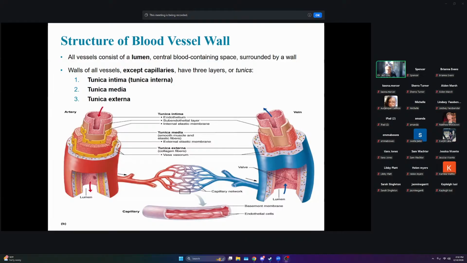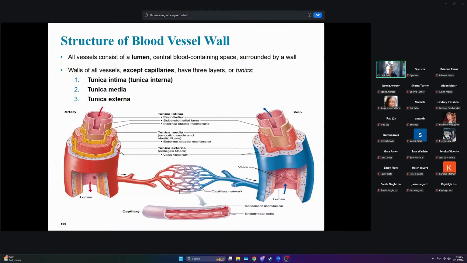Tunica, or tunic, meaning layer. We talked about this there, so I'm not going to go over this in great detail again, but the tunica intima is the innermost of the three layers. It has an innermost lining called an endothelium, and this is kind of a non-stick surface. I use the analogy, the comparison of Teflon in a frying pan.